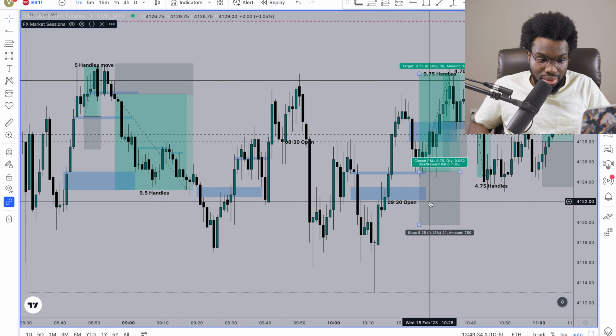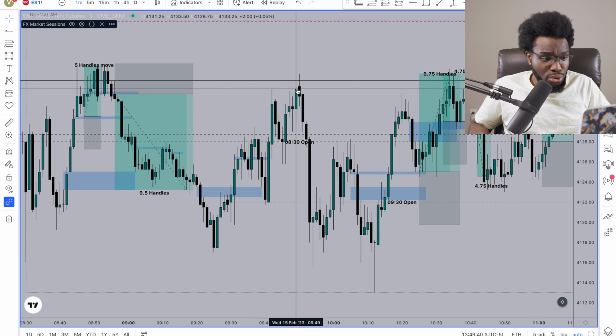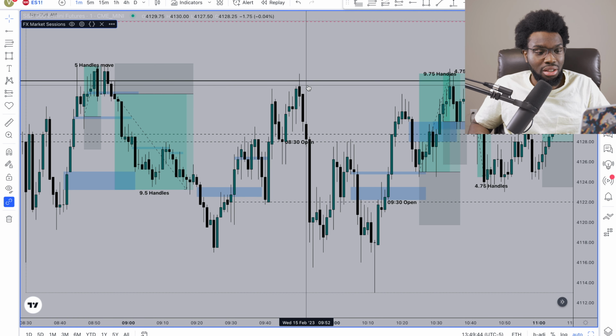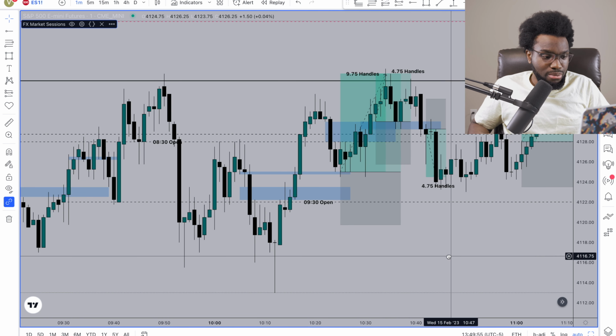Look at this, 9:30 open. It opened, came back to the 9:30 open, and it flew from there, got here. These are not random lines. There's a reason why these lines are there, and you see how price reacts to these lines. Came here and it dropped all the way back down.